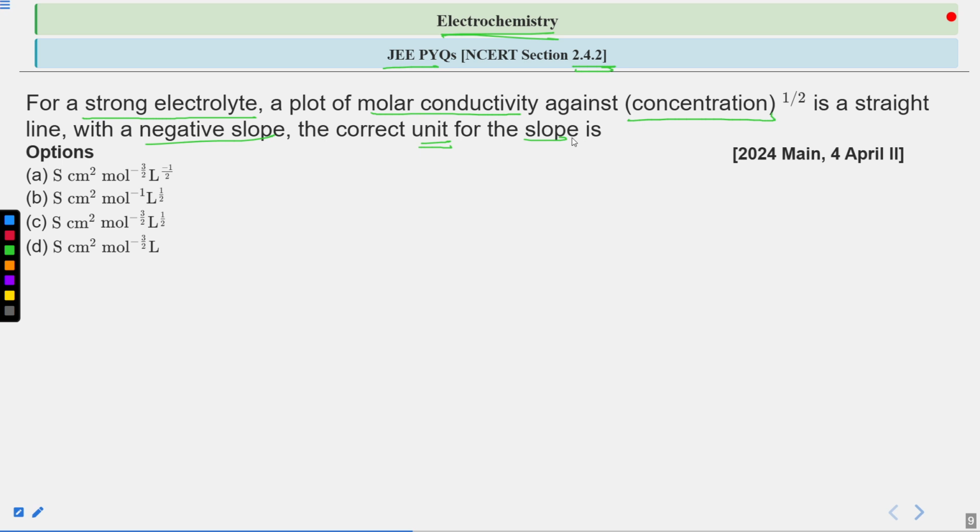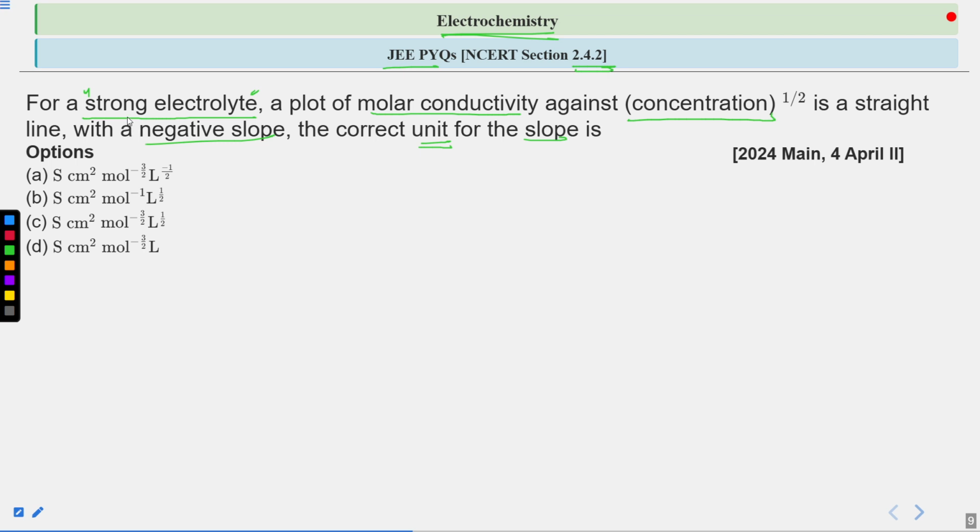So what is the question saying? Try to understand. This question was in the 2024 mains examination. The question says that we are taking a strong electrolyte. Strong electrolyte means that this electrolyte dissociates completely when we dissolve it in water or some solution. It will dissociate into its constituent ions.